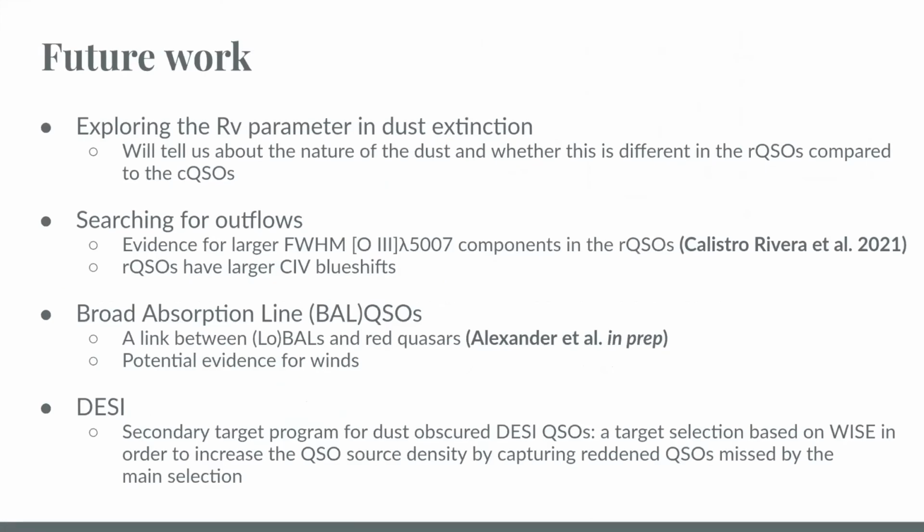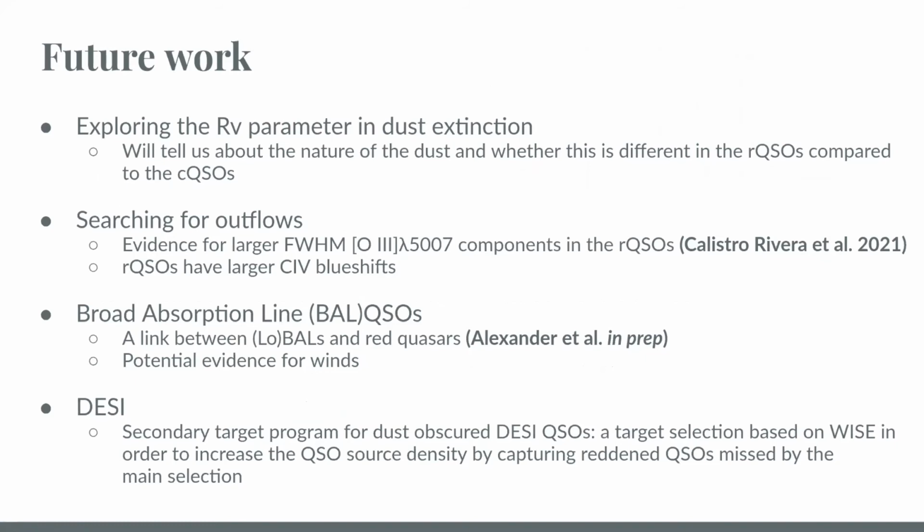For my future work, I'll be exploring the RV parameter. RV is AV over E(B-V), and it tells you about the nature of the dust. So we're going to test whether this is different in the red quasars compared to the control, and then even within the red, like I mentioned, the most extremely reddened quasars compared to the more moderately reddened. We're also going to search for these outflows.